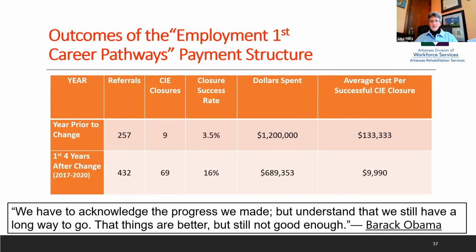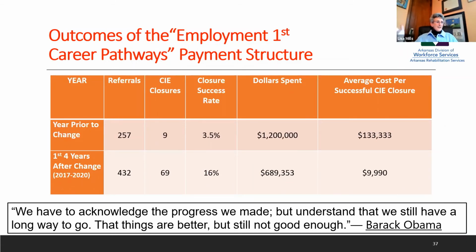But what you can see is, by using that outcome-based funding model, they got 69 closures and spent $690,000, almost half, a little more than half of what they had spent previously. And the average cost per successful closure went from $133,000 to $9,990, much more in the realm of what we see out of VR agencies nationally.